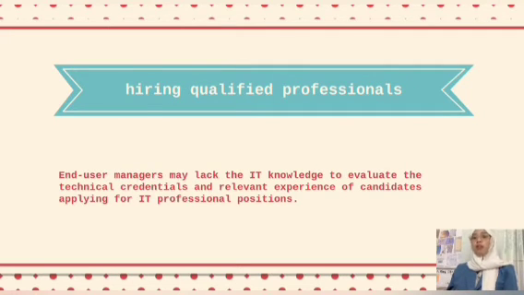Another is hiring qualified professionals. End-user managers may lack the IT knowledge to evaluate the technical credentials and relevant experience of candidates applying for IT professional positions. If the organizational unit into which a new employee is entering is small, the opportunity for personal growth, continuing education, and promotion may be limited. For these reasons, the organization may experience difficulty attracting highly qualified personnel. The risk of programming errors and failures increases directly with the level of employee incompetence.